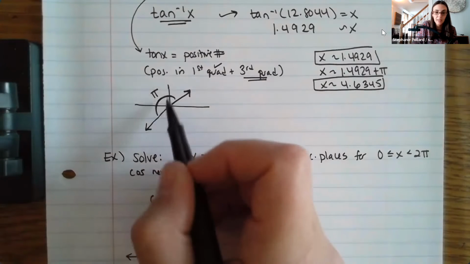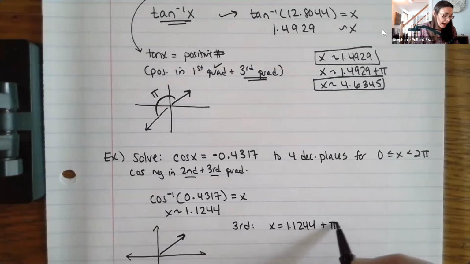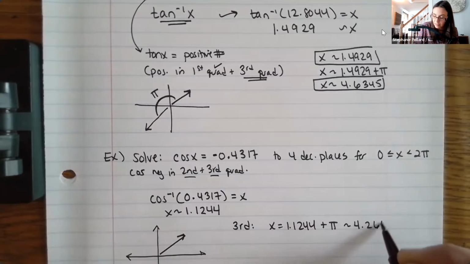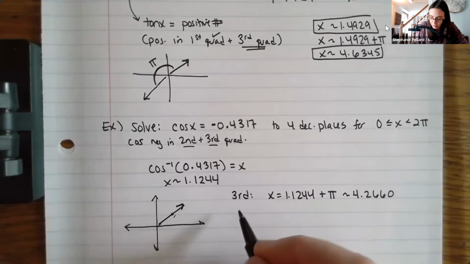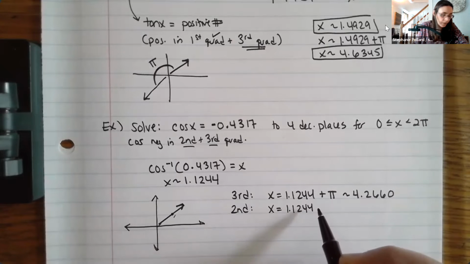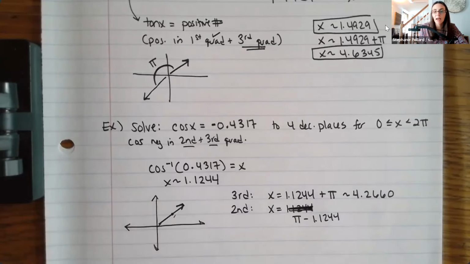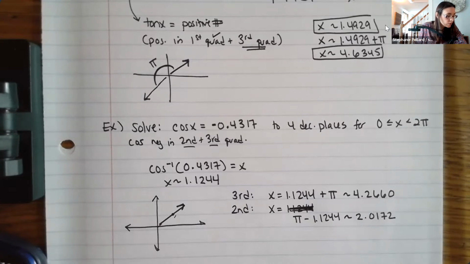In the third quadrant, we've already seen that we can just add pi to it. So for the angle in the third quadrant, I take my 1.1244 and add pi. Using my calculator there, you get about 4.2660 when rounding to 4 decimal places. Now to get the angle in the second quadrant, we take pi and subtract our original x value from it. That will give us the value in the second quadrant. Using the calculator for that subtraction, you get about 2.0172. So those are going to be our two answers here.